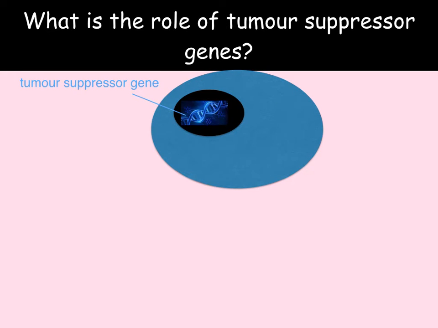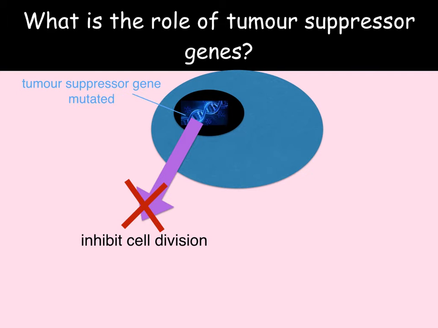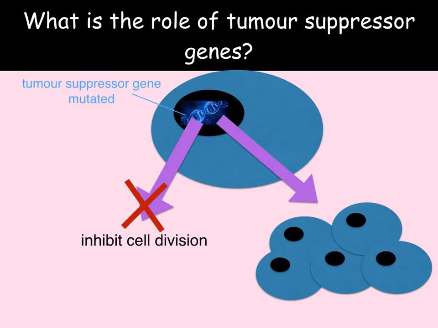Can you remember what the role of the tumour suppressor gene is? This has got the opposite effect to proto-oncogene, so it inhibits cell division. So what do you think is going to happen if you have a mutation in the tumour suppressor gene? If the tumour suppressor gene becomes mutated, it's going to stop inhibiting cell division. So you have cell division increasing.